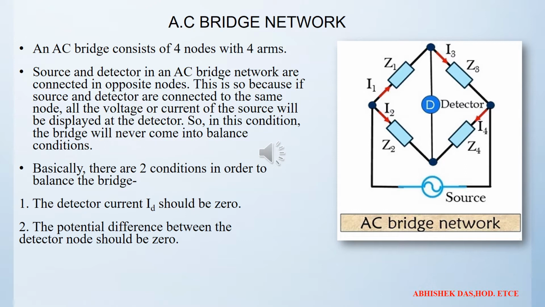Basically, there are two conditions in order to balance the bridge. The detector current should be 0. The potential difference across the detector nodes should be 0.